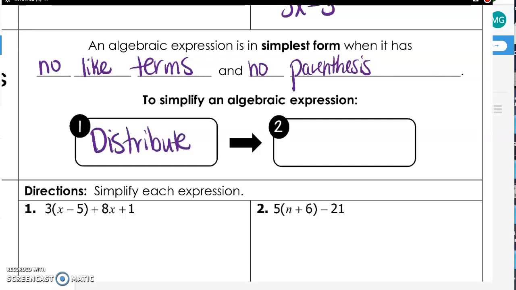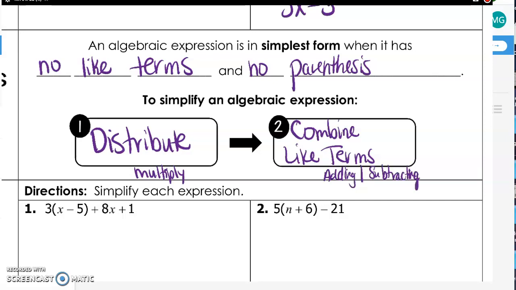Okay. Order of operations are multiply first and then add or subtract. So when you distribute, you're multiplying. Then you combine your like terms. And you do that by adding or subtracting. So first you have to get rid of the parentheses, and then you put your like terms together. So multiply, then add and subtract.